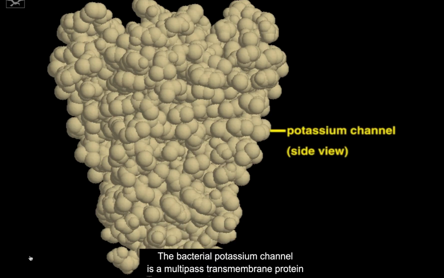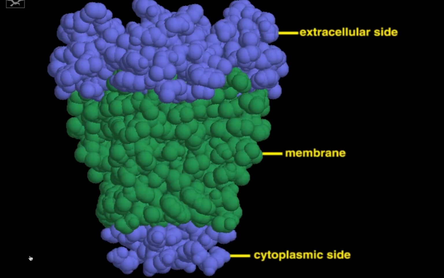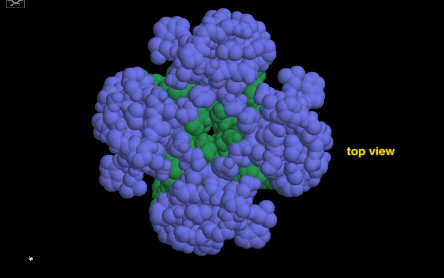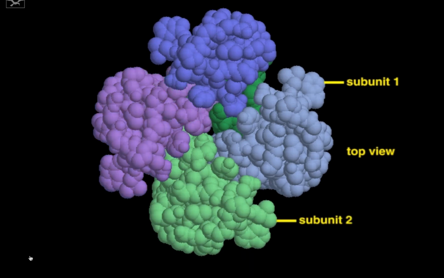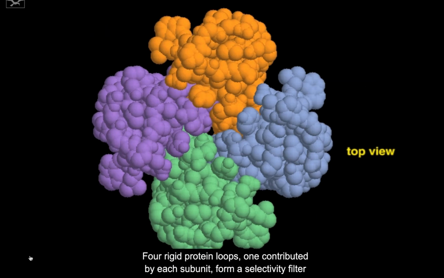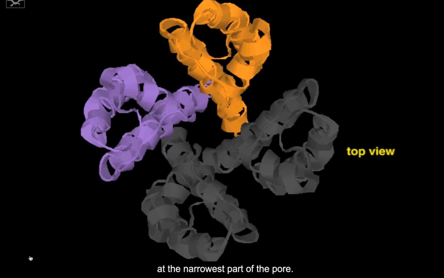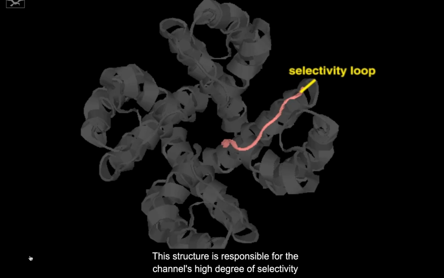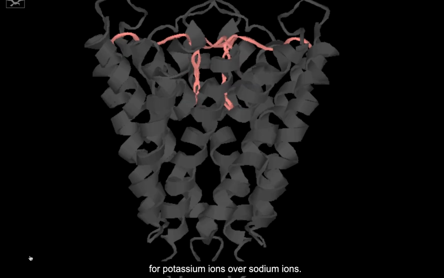The bacterial potassium channel is a multi-pass transmembrane protein in the plasma membrane. It is built from 4 identical subunits that are arranged symmetrically. A pore in the center of the protein allows selective passage of potassium ions across the membrane. 4 rigid protein loops, one contributed by each subunit, form a selectivity filter at the narrowest part of the pore. This structure is responsible for the channel's high degree of selectivity for potassium ions over sodium ions.